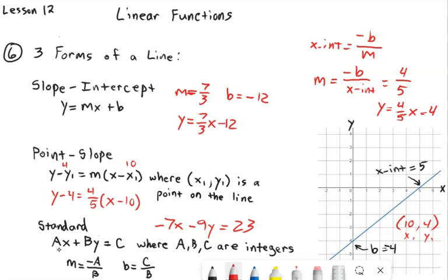Now, if you want to get the slope from standard form, the slope is very simply the opposite of the a coefficient divided by the b coefficient. And then the y-intercept you can get also, and that's just the c constant divided by the b coefficient. Okay, and that's the three forms of a line.